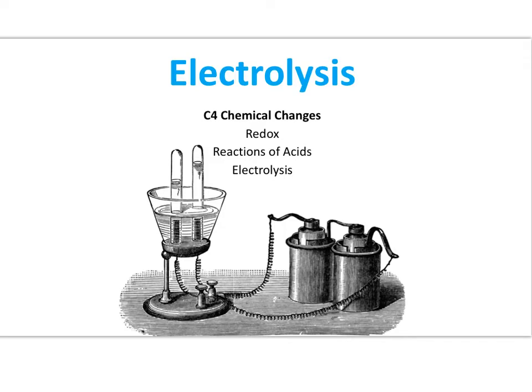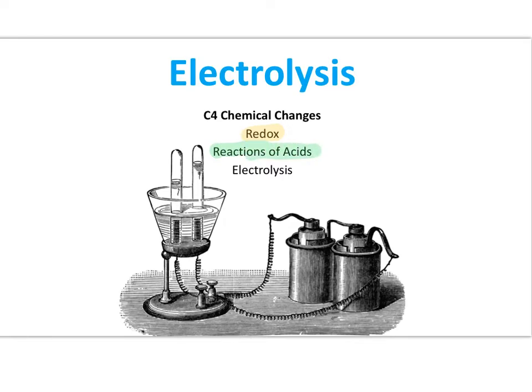So chemical changes is a huge topic. They're not all equal sizes, and we've been splitting it. We've split it into 3 different parts. So first of all, we looked at redox, and we looked at the extraction of metals. So we looked at reduction and oxidation. We were first introduced to those concepts. We looked at the reactivity series, and then we moved on to reactions of acids.